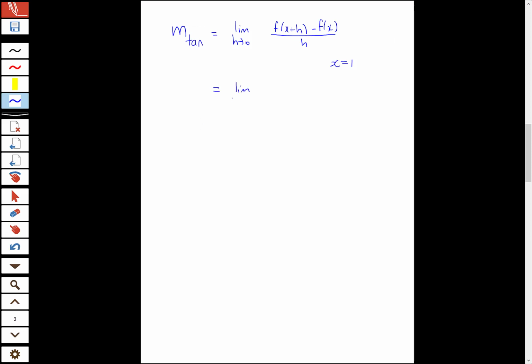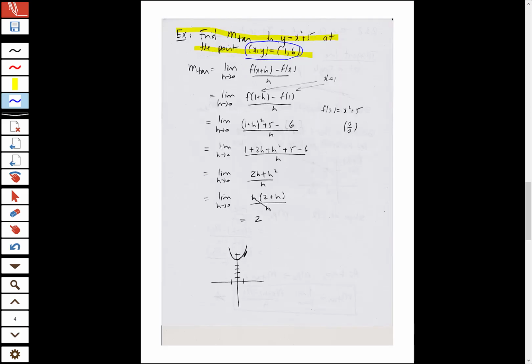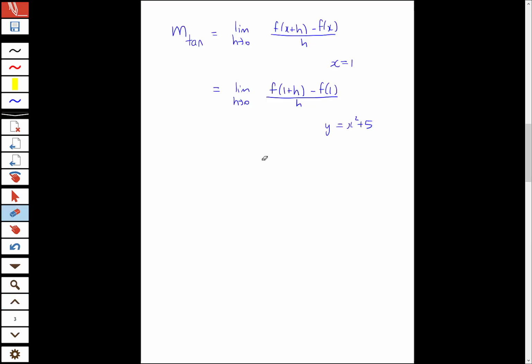So we're talking about the limit as h goes to 0 of f of 1 plus h minus f of 1 all over h. Okay, next thing we can do is get specific about which function we're actually working with in the problem. So let's flip back and see that. Our curve has the formula y equals x squared plus 5. Or more usefully here, let's think of that y as just another name for f of x.